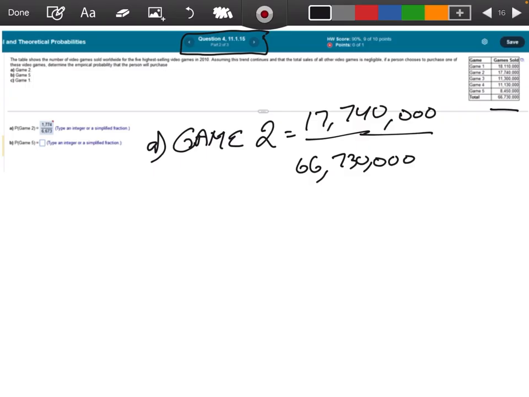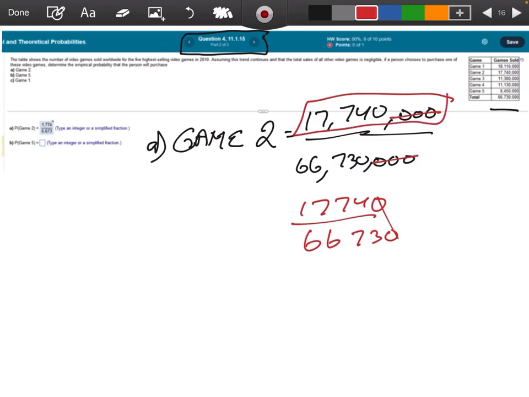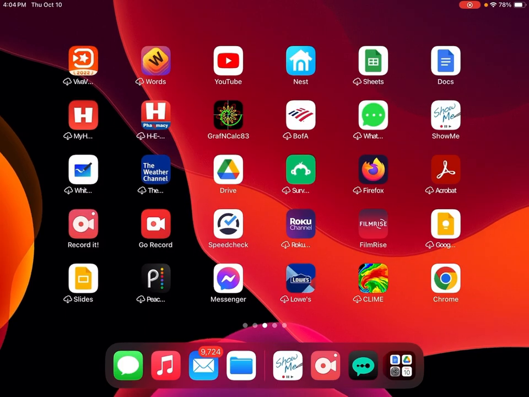And obviously this number is massive, right? So y'all, one thing you could do, you could say, look, let's get rid of those zeros, and now we have 17,740 over 66,730, and then you can even get rid of those zeros, and we can kind of keep going on, right? Y'all, one thing you can do also is we can use our calculator. So y'all, what I'm going to do is I'm going to enter both these numbers in my calculator. I'm going to show you how we're going to get our answer, okay?